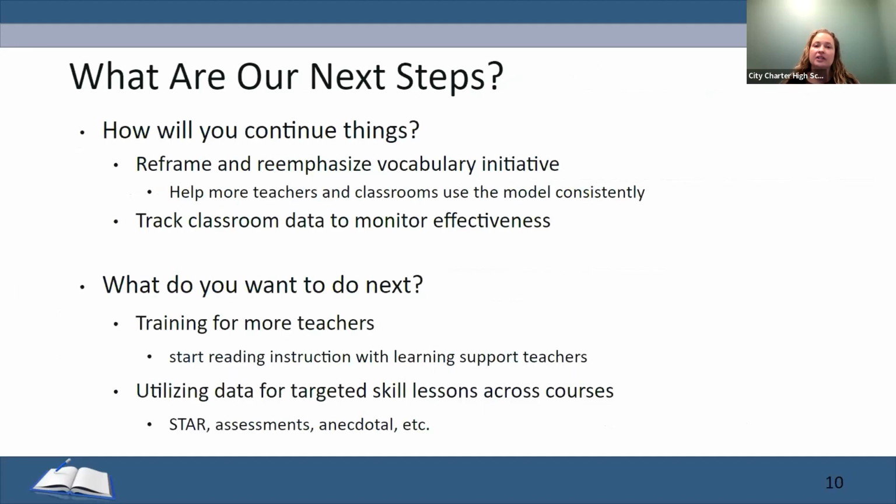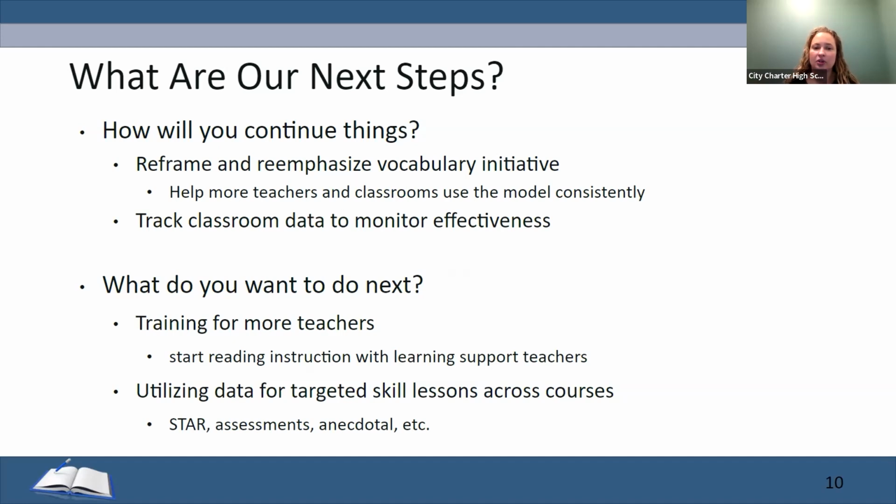So how we're going to continue things is that we are hoping to reframe and reemphasize our vocabulary initiative. While we're piloting this in cultural literacy, we've actually talked about the model in different content areas as well. So we're hoping that this becomes something that moves beyond just the classroom in our school. And then we need to find a way to track the classroom data to monitor effectiveness in a more comprehensive way than what we did this particular time.